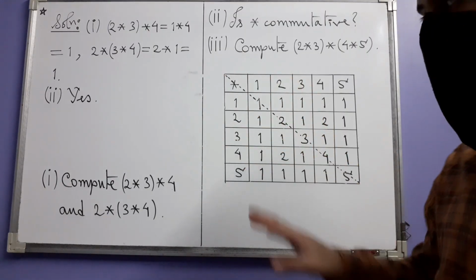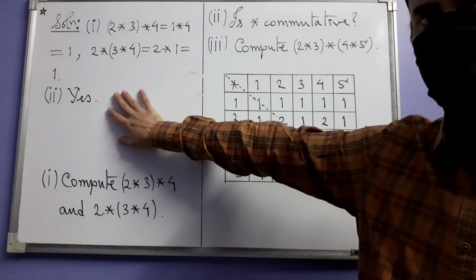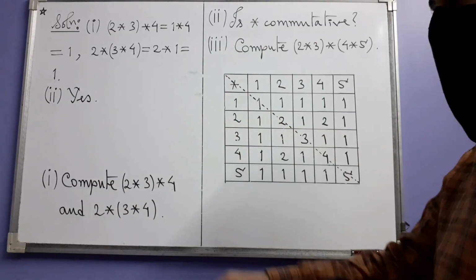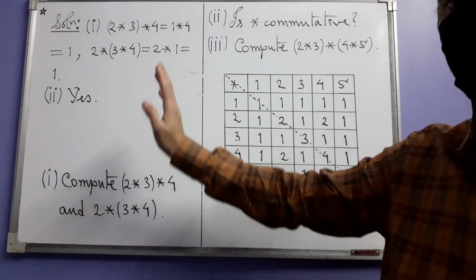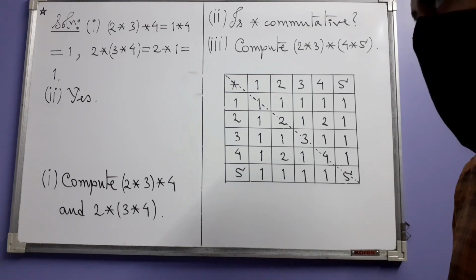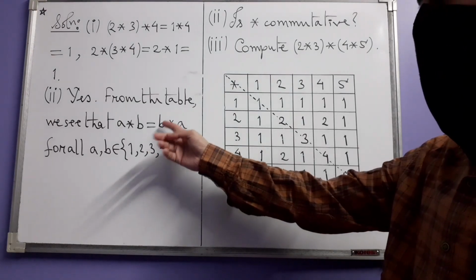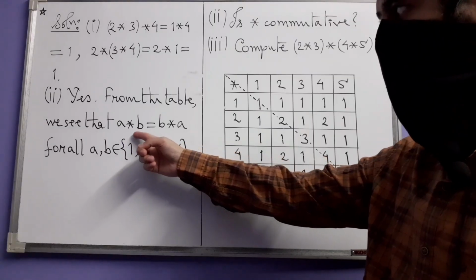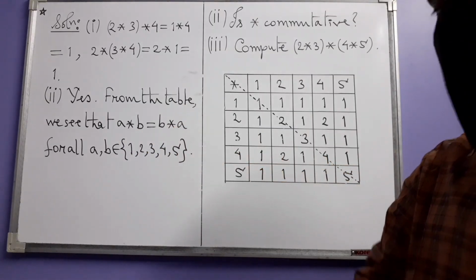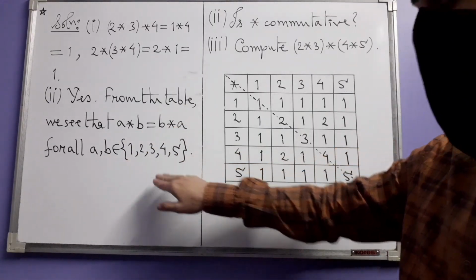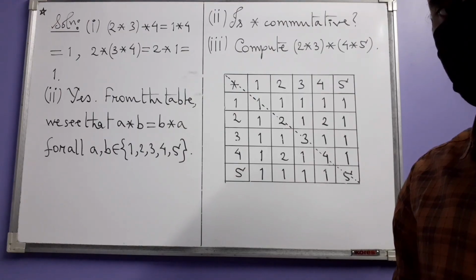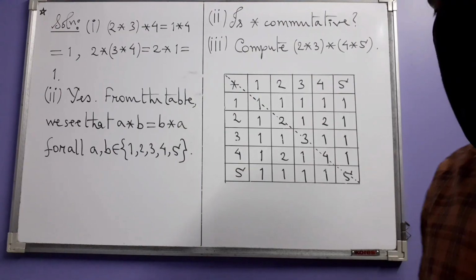You cannot, however, write these things as justification in the answer. Let me write what you actually have to write as justification. You write the reason like this: from the table we see that A star B equals B star A for any 2 elements A and B in our set, and that is why star is commutative.